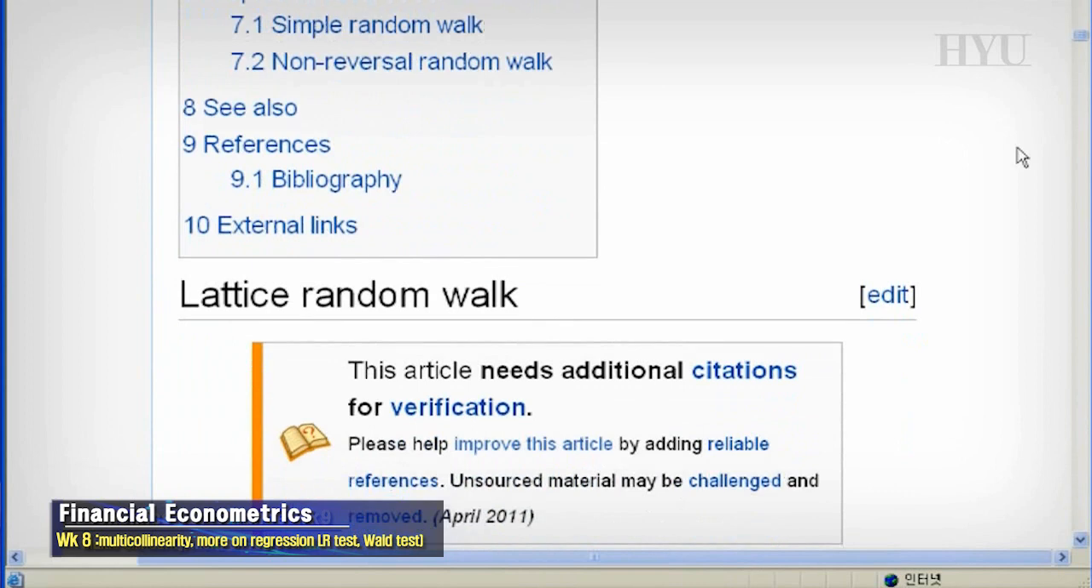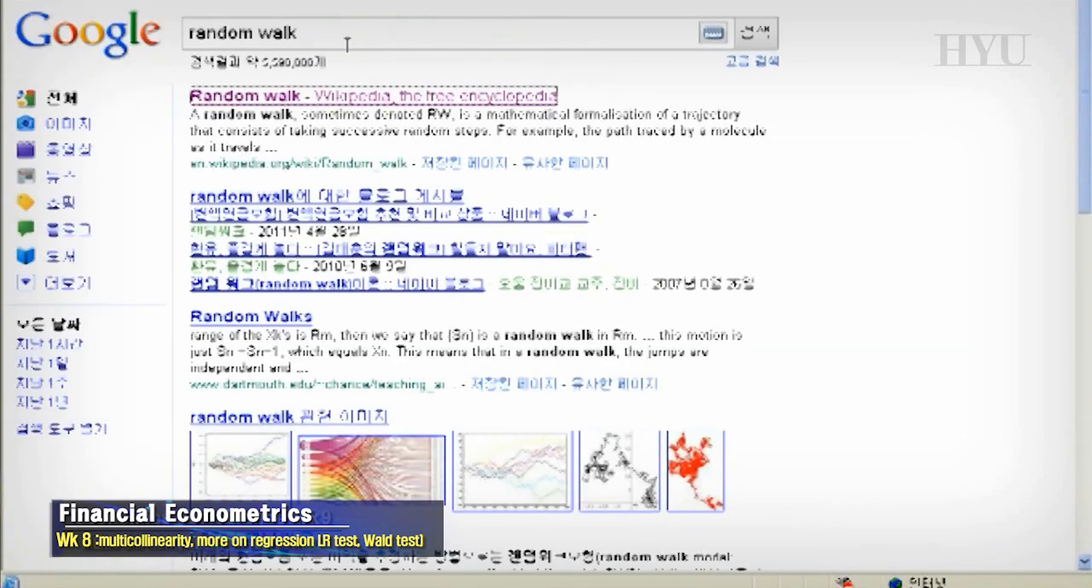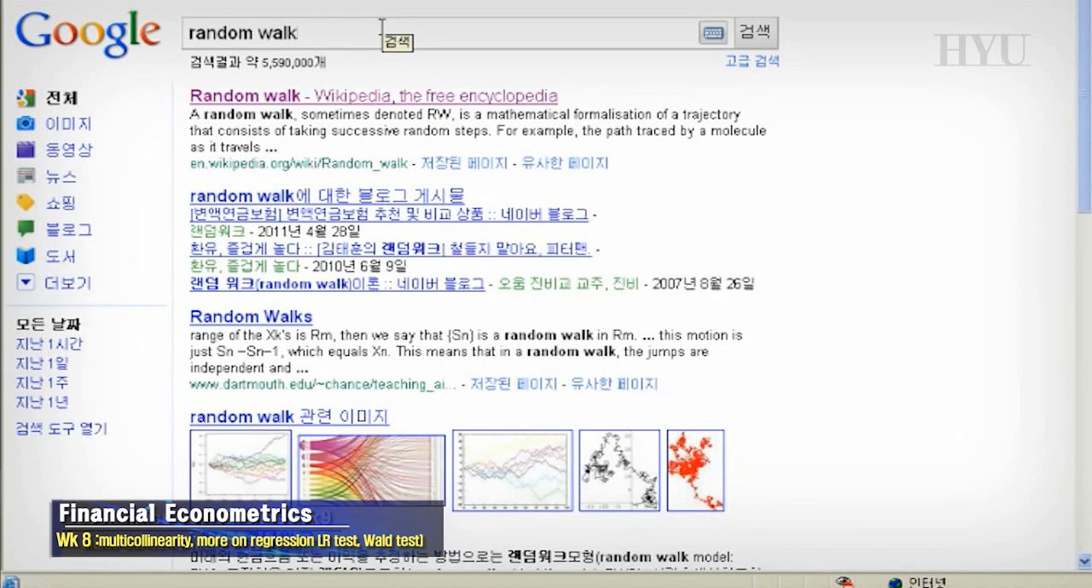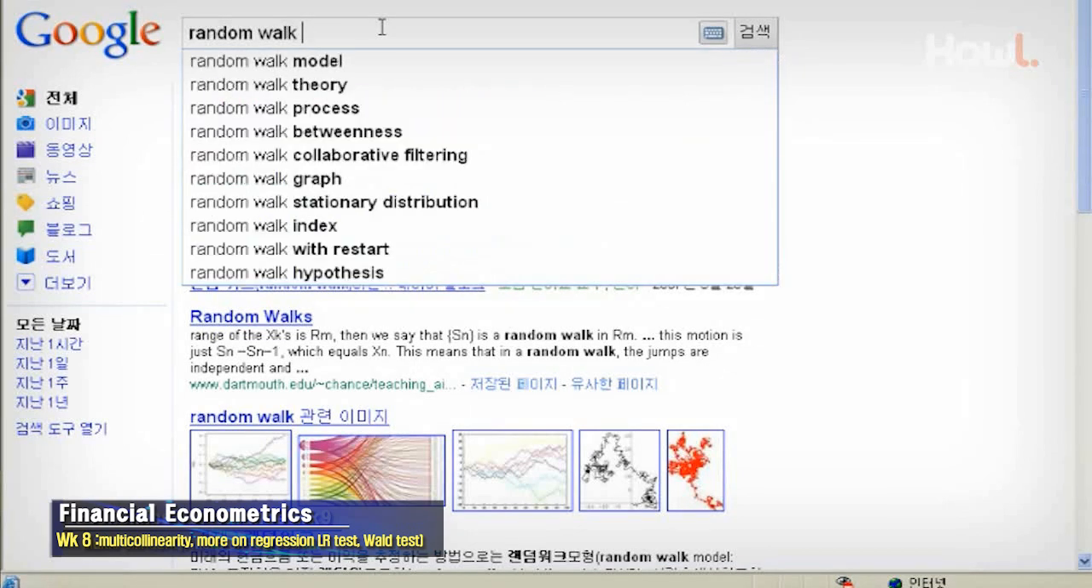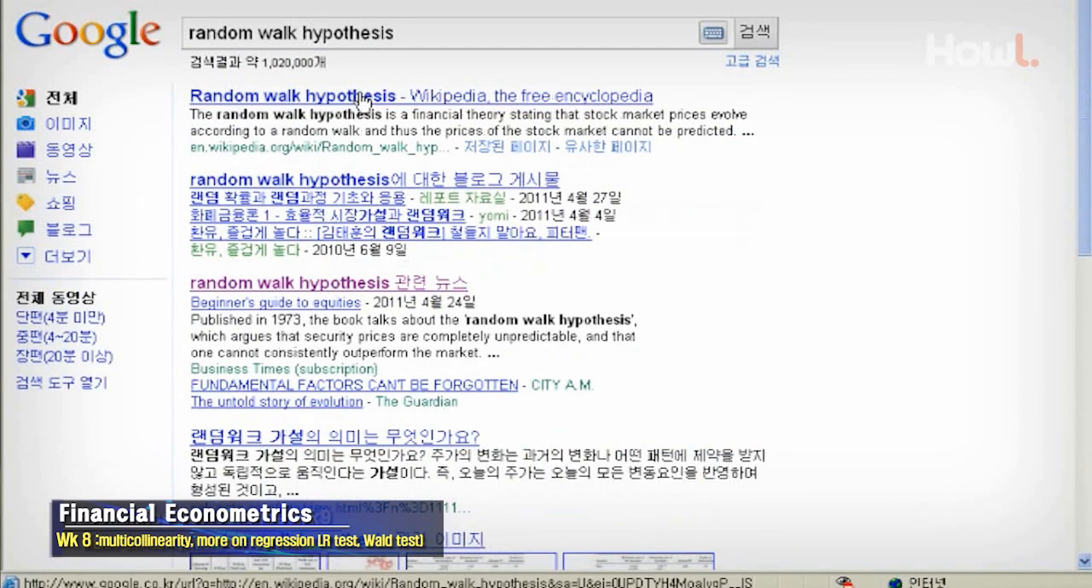How about random walk? Can you type random walk hypothesis? Oh, where? That's simply random walk. Type random walk hypothesis. In here? Yeah. Yes. That sounds good.